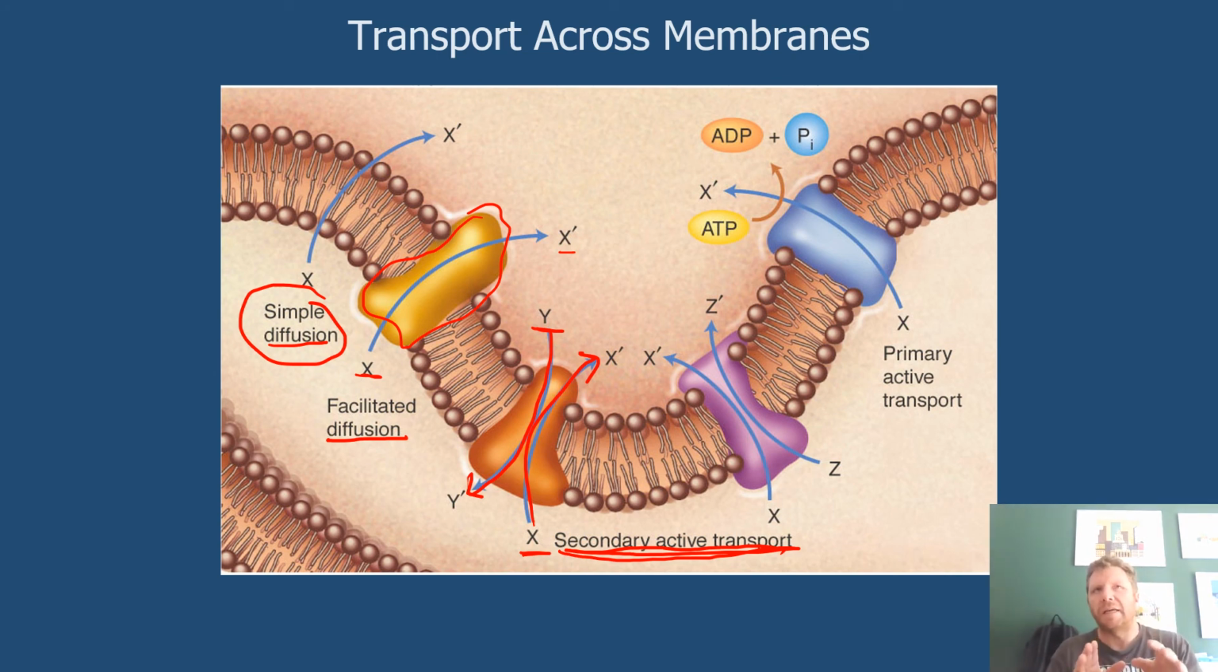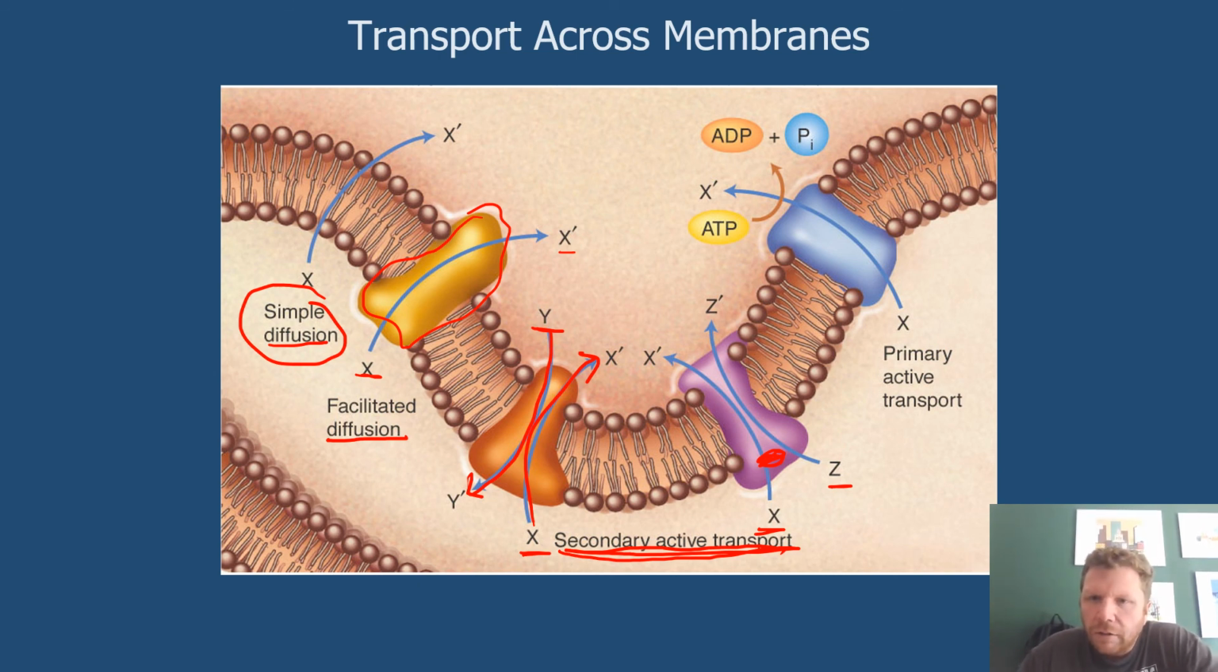So this would be an example of an antiporter, I'm sorry, because they're moving two molecules in opposite directions. Okay, now if we look at this purple protein, this is moving two molecules across a membrane in the same direction. This would be considered a symporter because it's moving two metabolites across the membrane in the same direction.